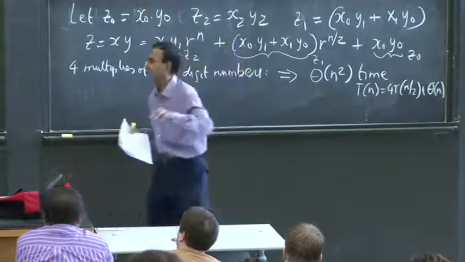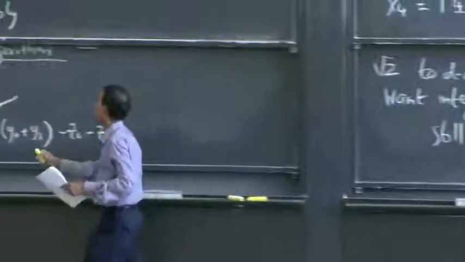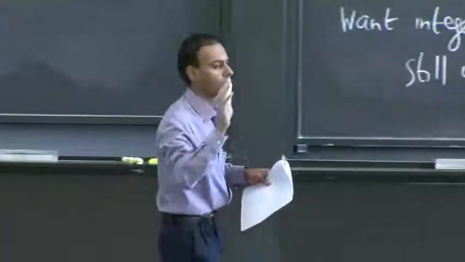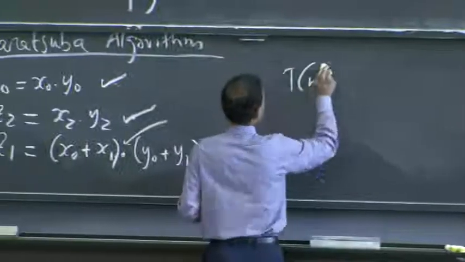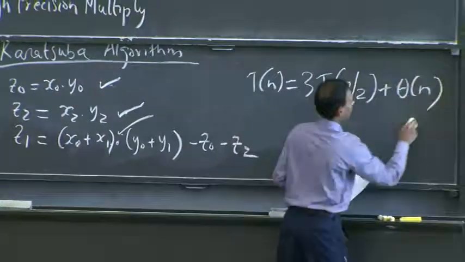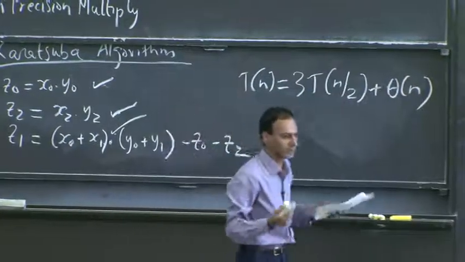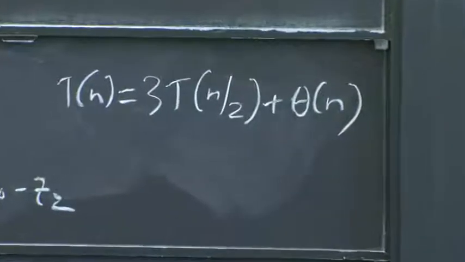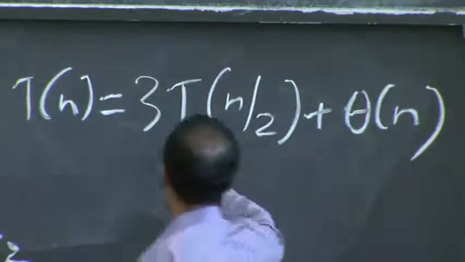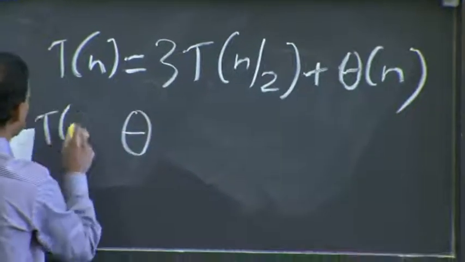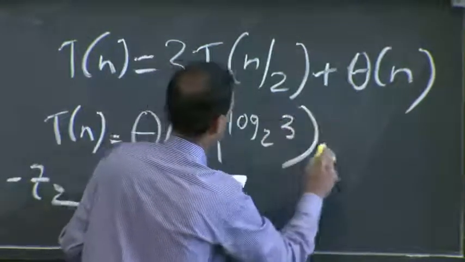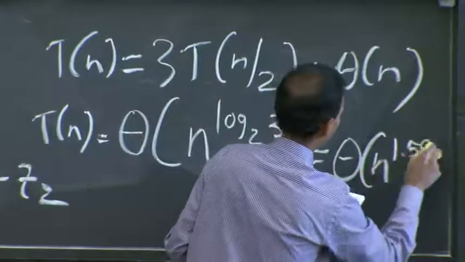That's right. So the first insight is that we're only doing 3 multiplications here, as opposed to 4. Additions are easy. So tell me how the equation for Tn changed: Tn equals 3 times T of n over 2 plus theta n, because you're doing 3 multiplications rather than 4. Multiplications are the complicated operation, and divisions are even more complicated, but additions are easy, and you can do those in linear time for n-digit numbers. So Tn equals theta of n raised to log 2 of 3, which is, by the way, theta of n raised to 1.58, roughly speaking.